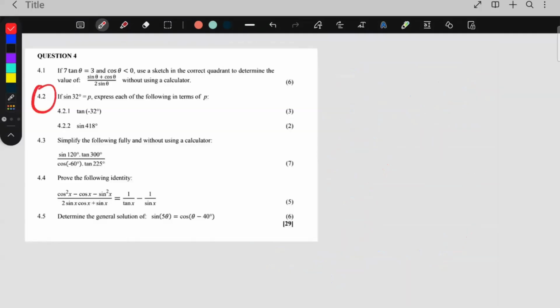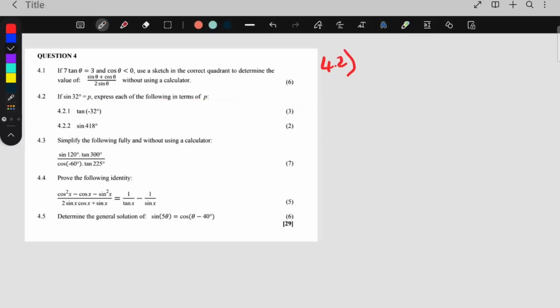Our next question is 4.2. And this one says, if sine 32 is equal to p, so that's given, express the following in terms of p. So normally they can change this letter. They can say if sine 32 is equal to k, or is equal to m, or is equal to q. It can be any letter. In this case, they chose p.